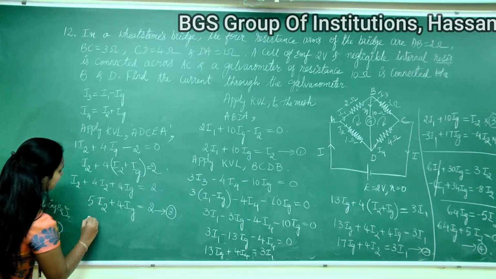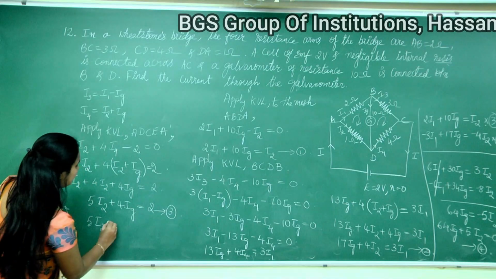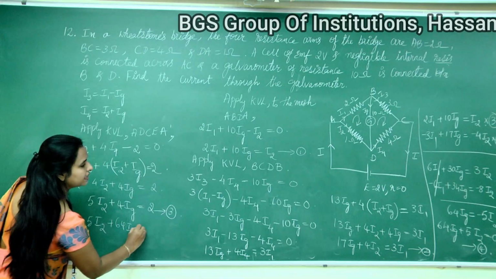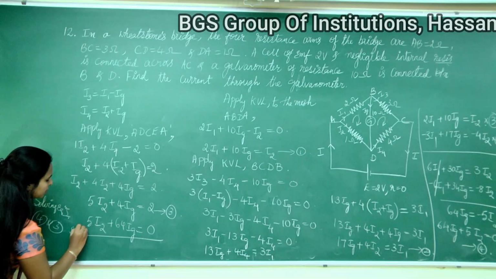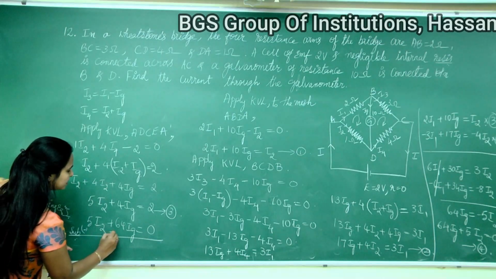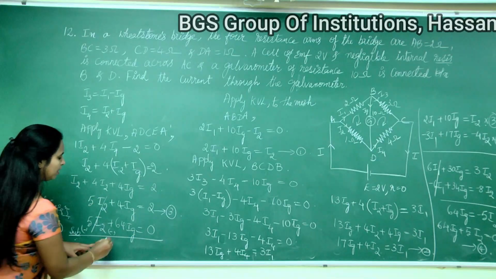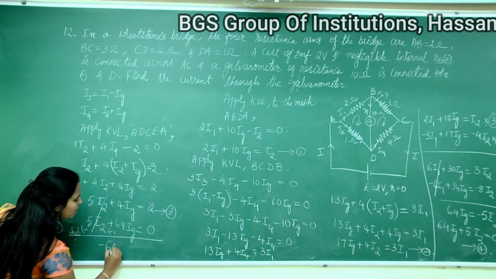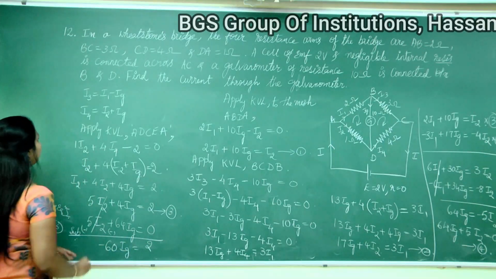It is 5i2 plus 64ig is equal to 0. So now subtract both the equations. Subtract ಮಾಡಿದ್ರೆ ಇದು ಮೈನಸ್ ಆಗುತ್ತೆ, ಇದು ಮೈನಸ್ ಆಗುತ್ತೆ, ಇದು ಹೇಗಿದ್ರು 0 ಇದೆ. ಪ್ಲಸ್ 5 ಮೈನಸ್ 5 ಕ್ಯಾನ್ಸಲ್ ಆಯ್ತು. ಸೊ ಇಲ್ಲಿ 4 minus 64 ಅಂದ್ರೆ we have minus 60ig is equal to 2 ಆಗುತ್ತೆ.